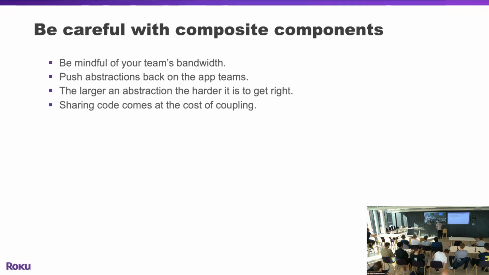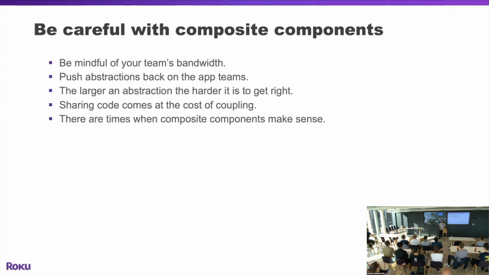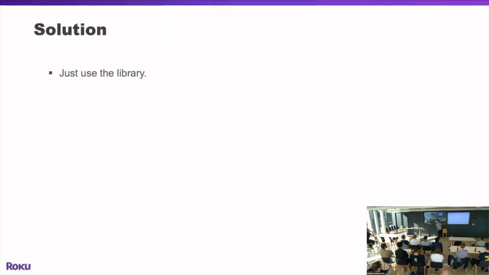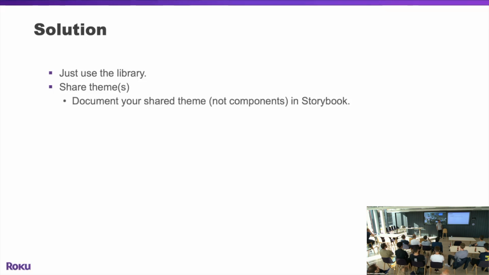And sharing code comes at the cost of coupling. You don't want to have to get 5 teams in a meeting room to argue over how to change your dialogue component. And there are times when composite components make sense. For us, it's header and footer. Our header and footer, more or less, we want to be consistent. So then none of those two steps work. So what is the solution? I say, just use the library. Share themes, goals, common look and feel. And you may need more than one theme. Like I said, Roku.com is not going to look like an internal application. Document your shared theme. We use Storybook, so you can go in and see the components and what they look like.